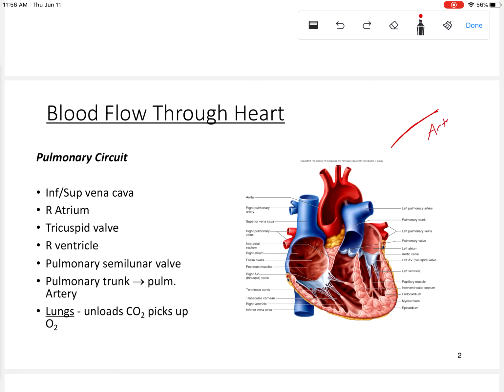When you see a red vessel, we know that a red vessel means it's an artery. An artery is carrying blood that is oxygenated. That's what gives it its red color. And an artery means that the blood is moving away from the heart.